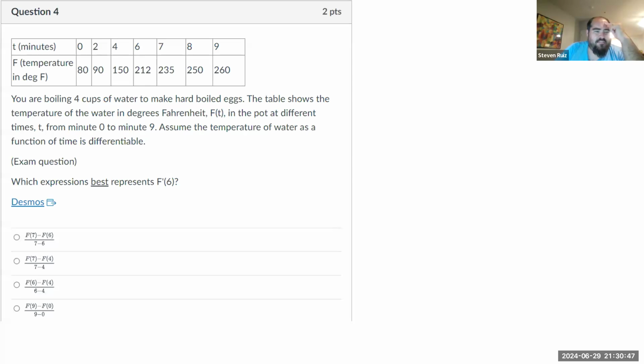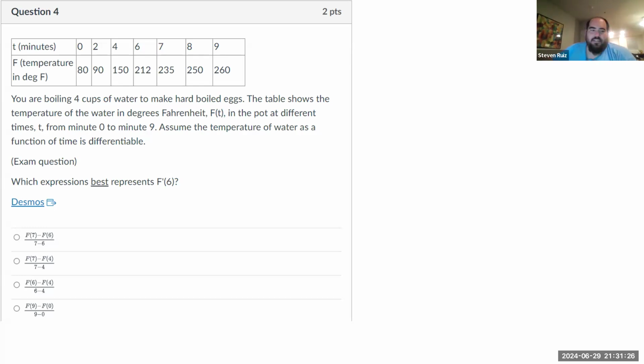Okay. You are boiling 4 cups of water to make hard-boiled eggs. The table shows the temperature of the water in degrees Fahrenheit. Assume the temperature of water as a function of time is differentiable. One thing I want to make clear is I don't think it matters so much for this question, but if your function is differentiable at a point, it must also be continuous there. So we can say safely that this function, since we're being told it's differentiable, from t values equaling 0 to 9, that whole interval, it's going to be continuous over that whole interval as well.